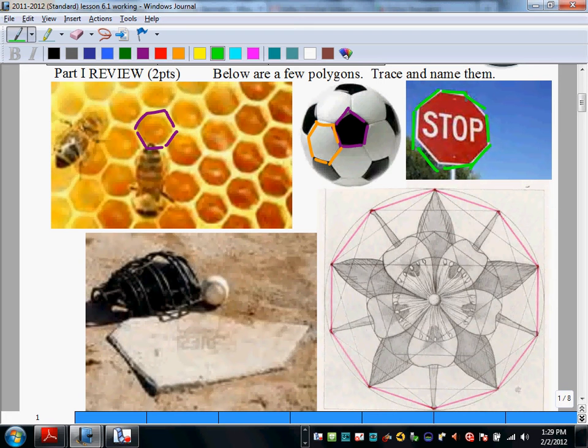Alrighty, and then Mr. Fields, what about the home plate? It is a pentagon for the home plate, yes. And the last one, who wants to take a wild guess? Who counted out already? Decagon. It is a decagon, 10 all the way around.